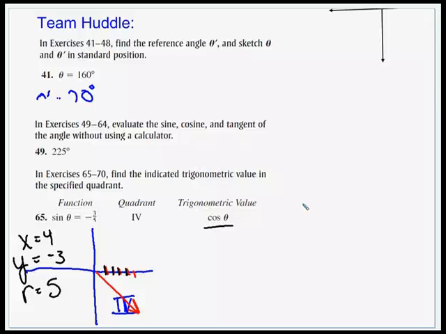And they're asking us to find cosine. Cosine of that angle theta, remember cosine is x over r. X we just found to be 4, r is 5.